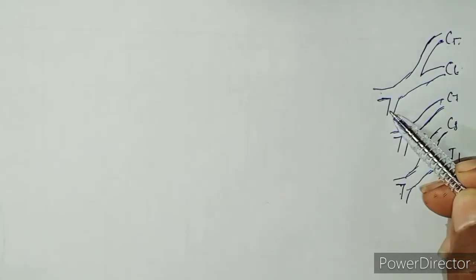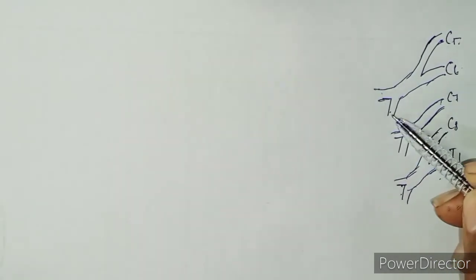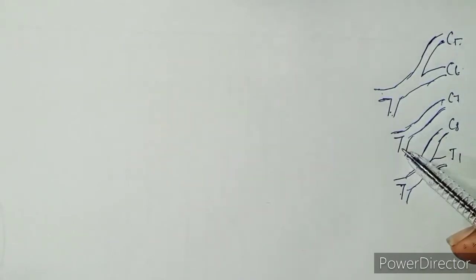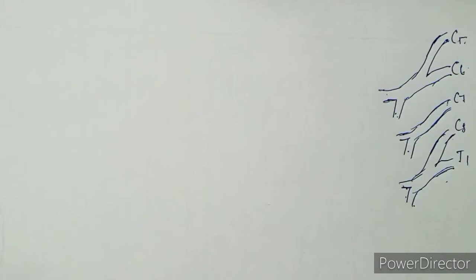Anterior and posterior division, or ventral or dorsal. In the same way, the middle trunk is going to give anterior and posterior divisions, and the lower trunk is going to give anterior and posterior divisions. Now these divisions get united to form a cord.